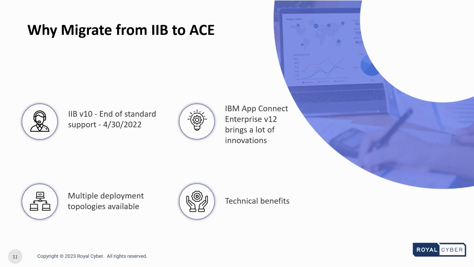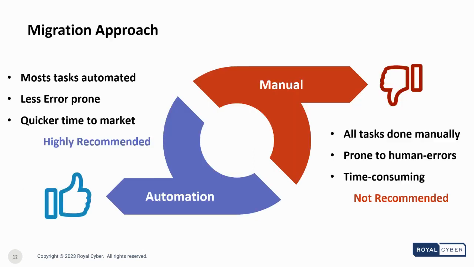I hope that makes sense, and this is why you should start thinking about migrating away from IIB and into App Connect Enterprise. So let's move on and see some of the migration approaches. Traditionally, migration was done manually. However, in an era where we're talking about large language models like ChatGPT that are catching the world, it makes a lot of sense to look for ways to automate the migration project and complete it swiftly so that your team can focus on creating innovative work for the business.